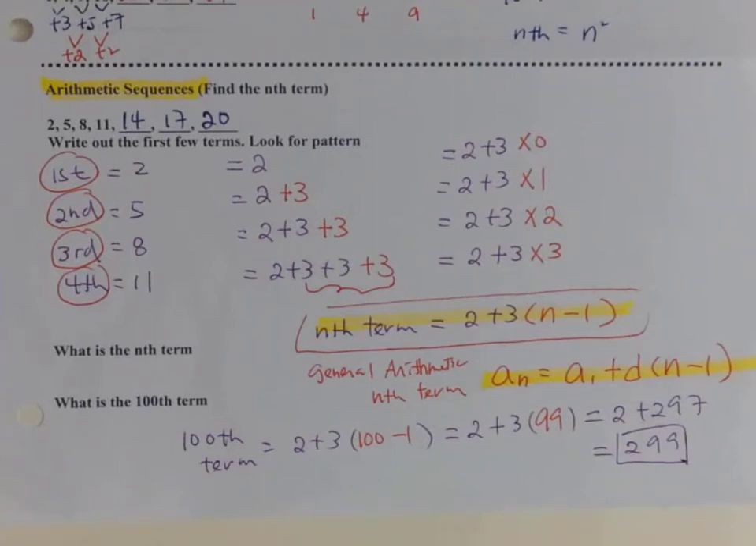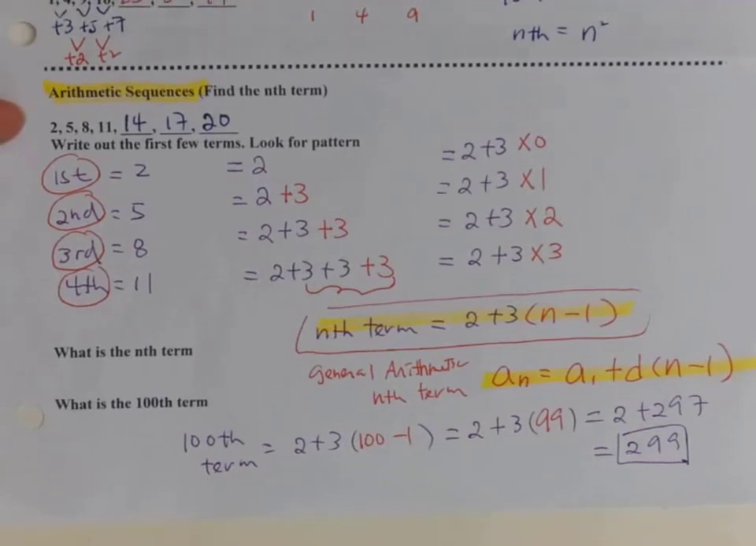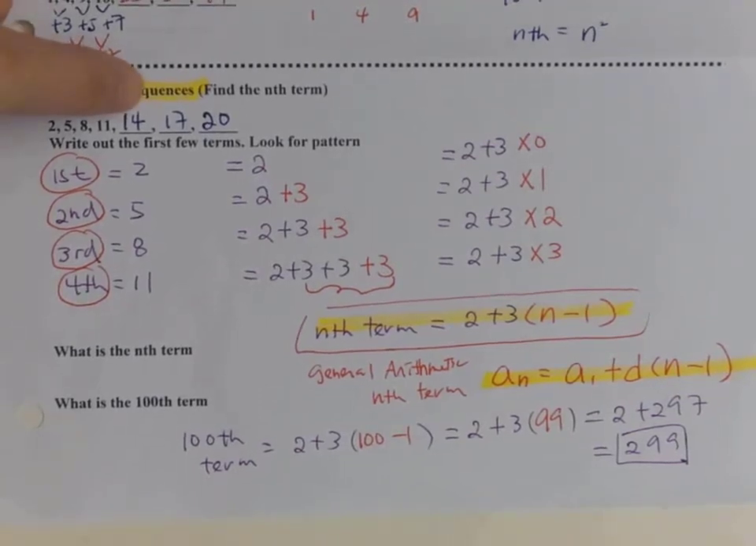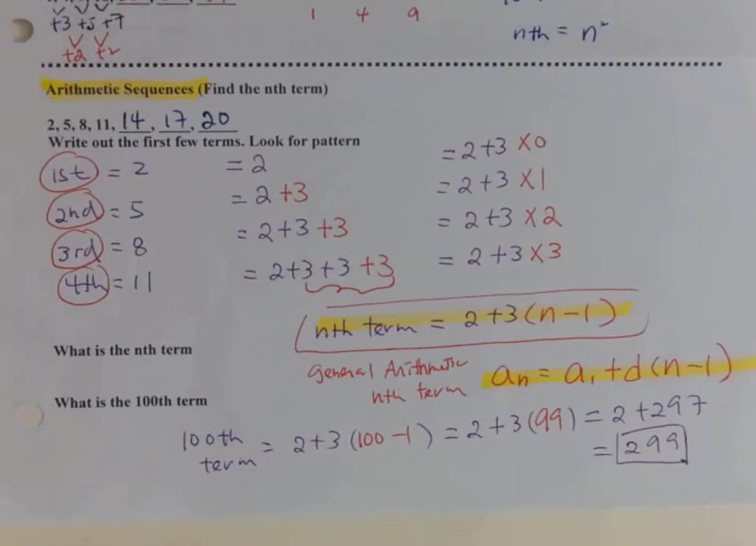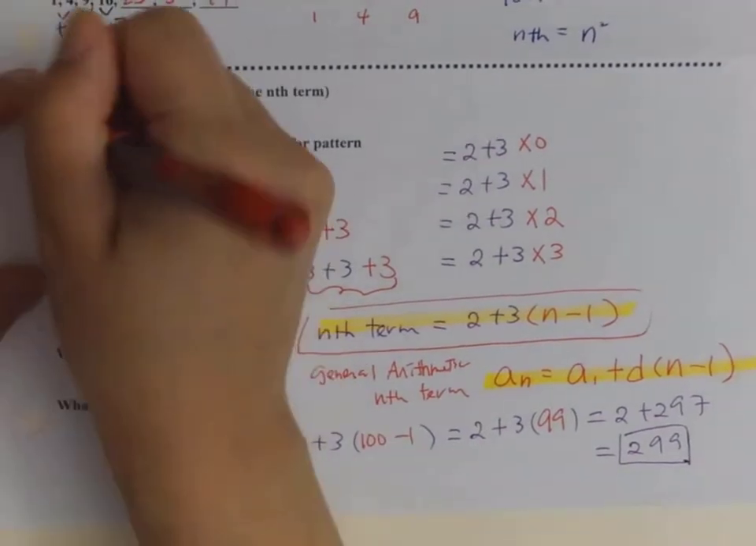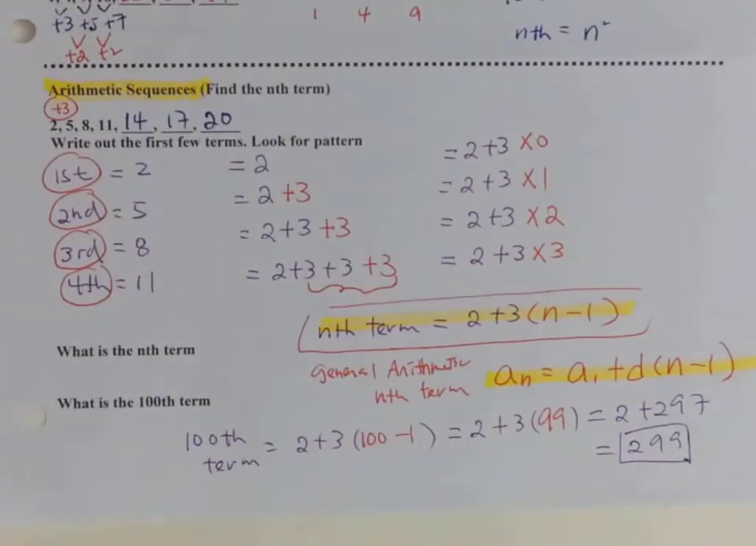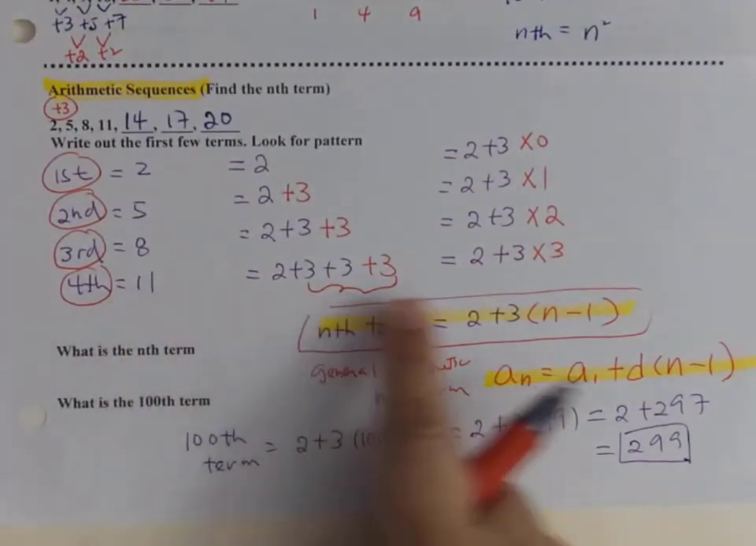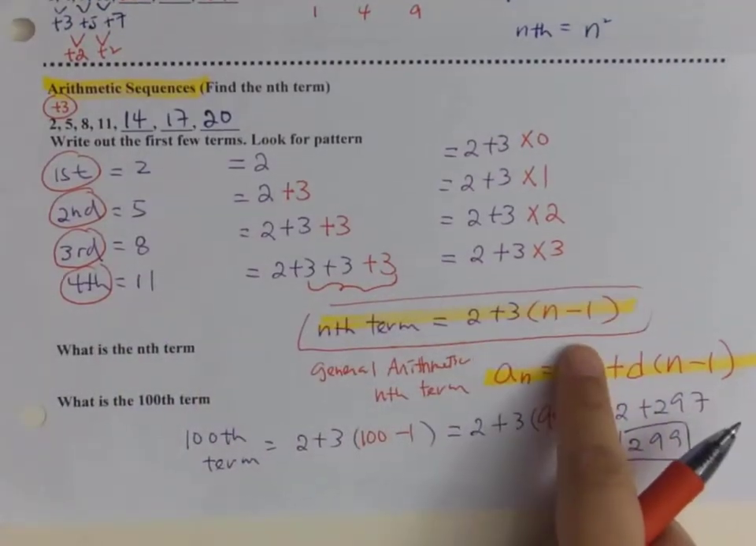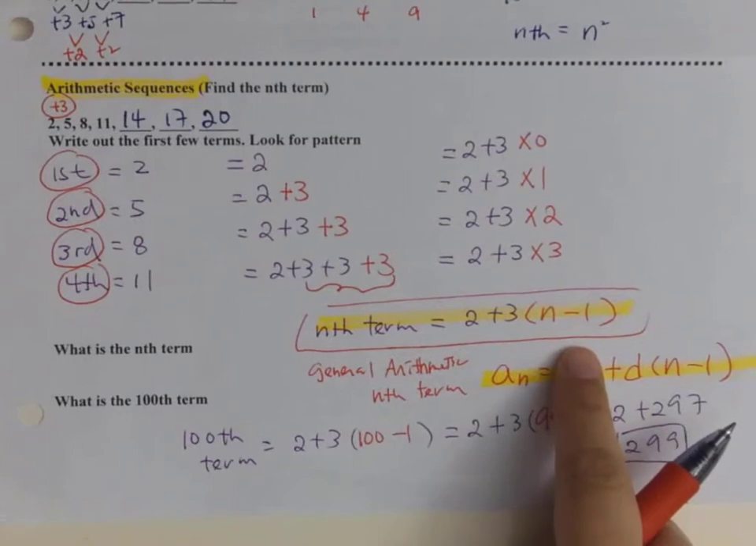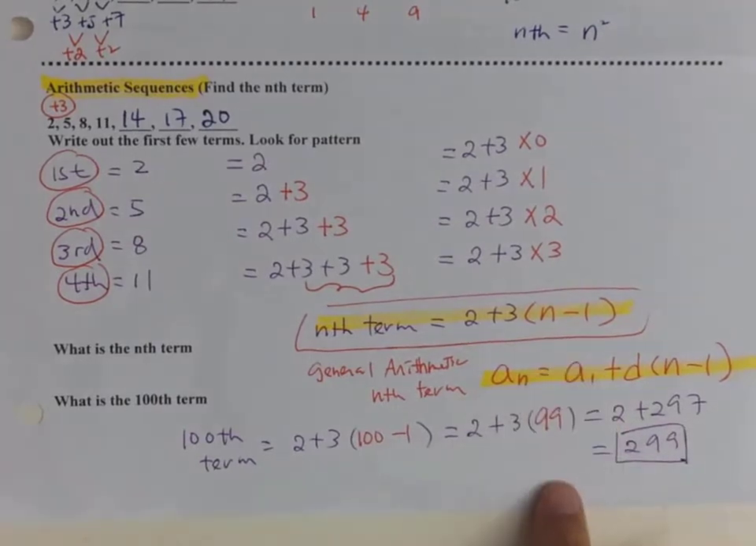So on the test, I could give you a question with the first few terms, and you need to find the next few terms. Tell me what the rule is for this particular sequence. We add 3, right? That's the rule. And then I will ask you to analyze it and come up with the nth term formula, and then also find a specific term. So you could see something like that on the exam.